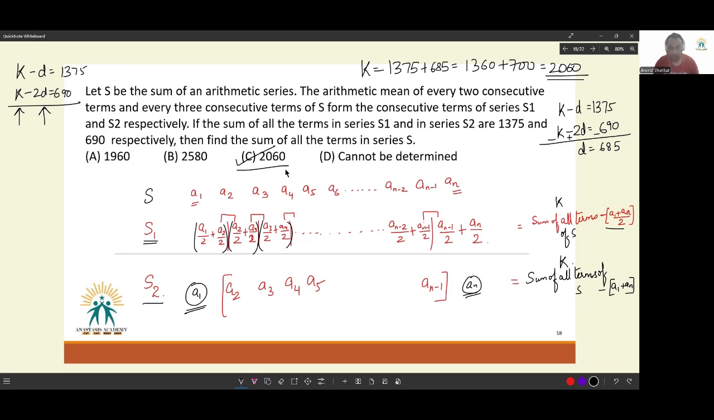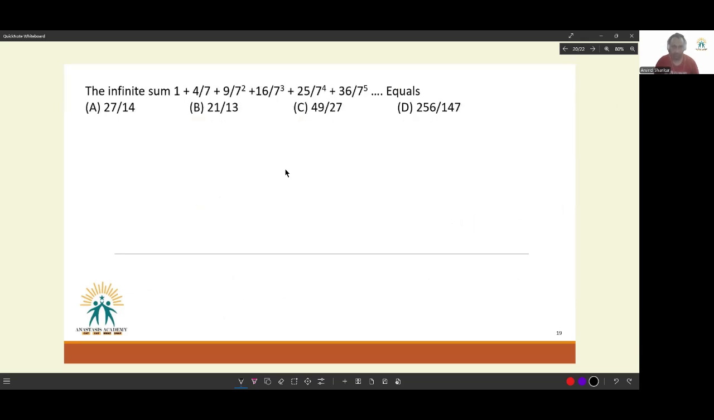Okay. Next question now. The infinite sum 1 plus 4 by 7 plus 9 by 7 square plus 16 by 7 cube plus 25 by 7 raised to the power 4 plus 36 by 7 raised to the power 5, so on and so forth. This is a quadratic AGP. A normal AGP, everyone pretty much knows. This is an AGP for a quadratic.